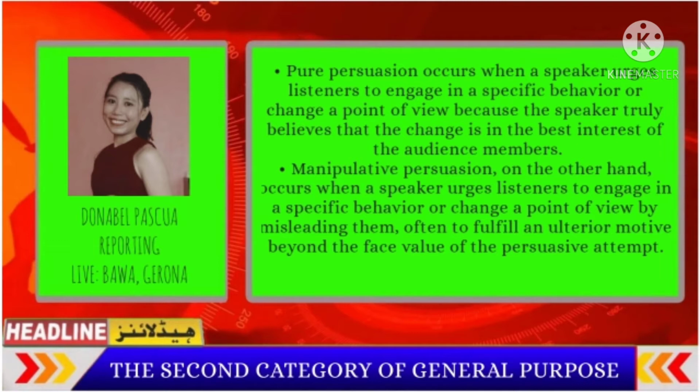Manipulative persuasion, on the other hand, occurs when a speaker urges listeners to engage in a specific behavior or change a point of view by misleading them, often to fulfill an ulterior motive beyond the face value of the persuasive attempt. We call this form of persuasion manipulative because the speaker is not being honest about the real purpose for attempting to persuade the audience. Ultimately, this form of persuasion is perceived as highly dishonest when audience members discover the ulterior motive.